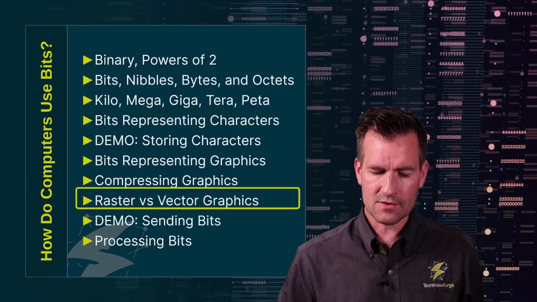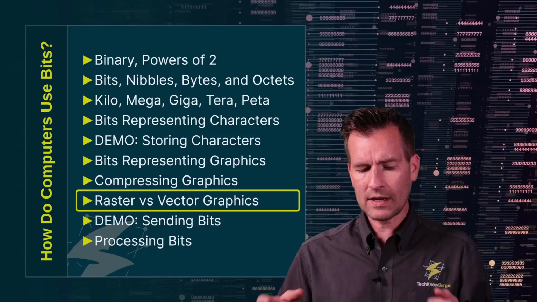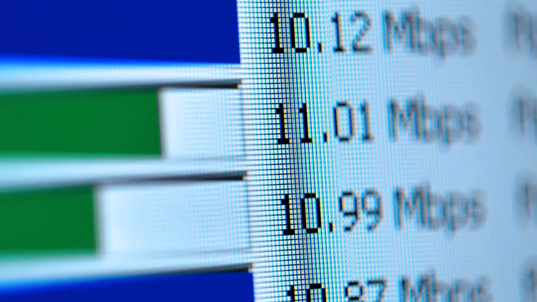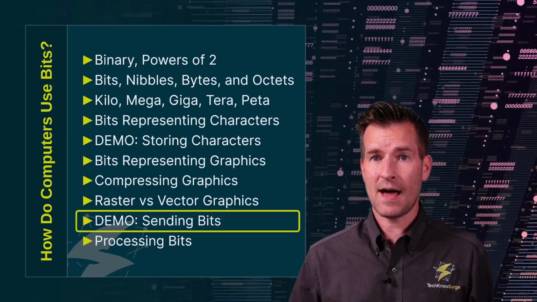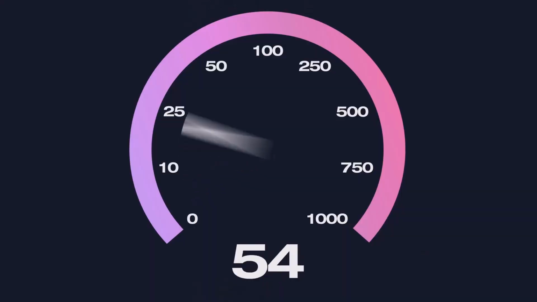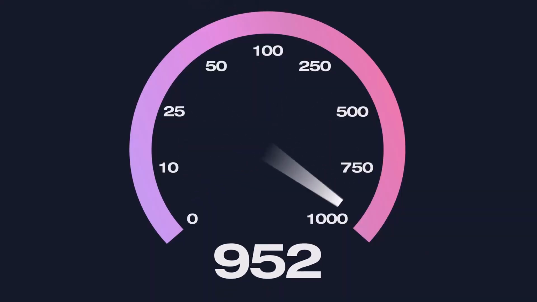We'll talk about raster versus vector graphics, and we'll get into how we send bits and how we measure sending bits. And then finally, we'll wrap things up talking about how we process bits. How do we measure the processing speed of our processors?